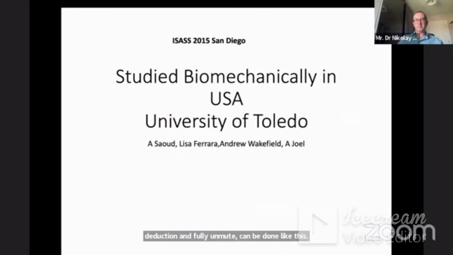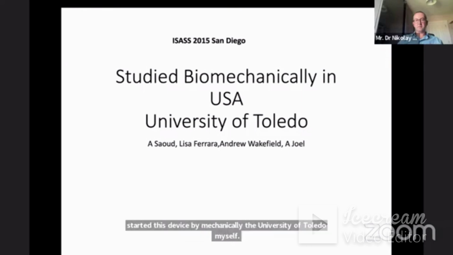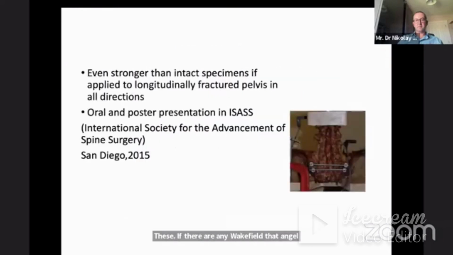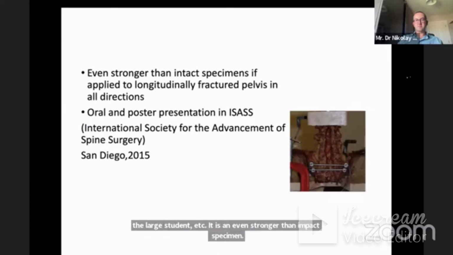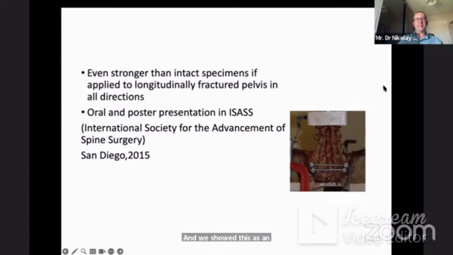We studied this device biomechanically at the University of Toledo, myself, Lisa Ferrara, Andy Wakefield, and A. Joel. And in longitudinal sacral fractures, it is even stronger than the intact specimen. We showed this as an oral podium presentation at the ISASS in San Diego in 2015.